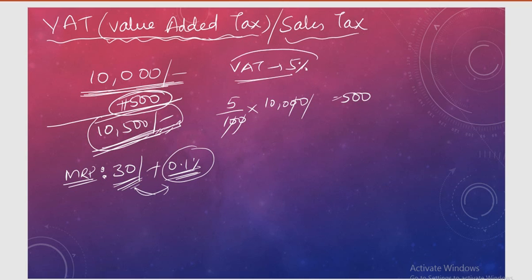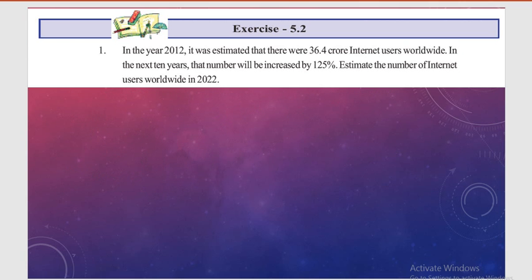So this is all about VAT, value added tax or sales tax. In sales tax, we need to pay an extra amount to purchase the items. Okay, so this is all about value added tax, right? Now let us start our exercise 5.2. In exercise 5.2, question number 1.